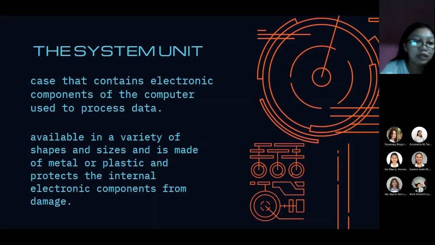The system unit. The system unit contains electronic components of the computer used to process data. It is available in a variety of shapes and sizes and is made of metal or plastic and protects the internal electronic components from damages.